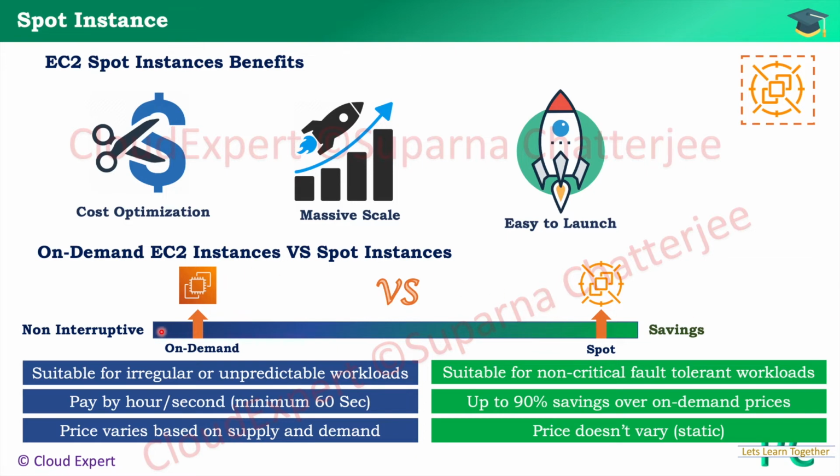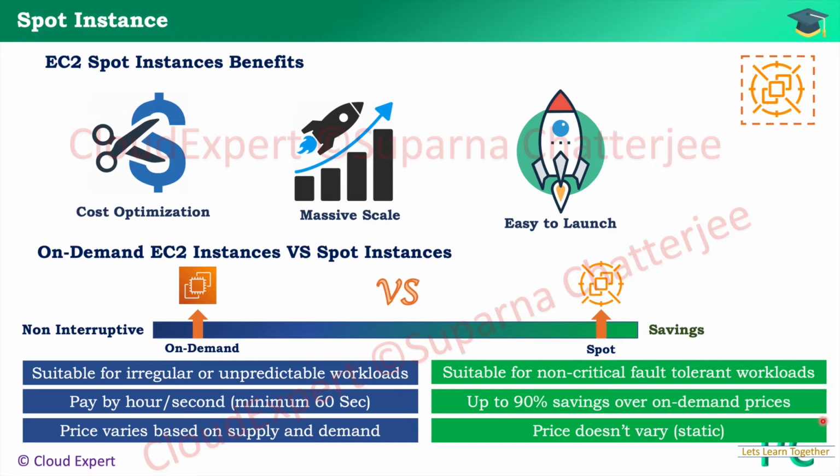Now, if you see this bar, if you want savings, then go for spot instances. But if you have a non-interruptible workload, go for on-demand. If you have a non-interruptible workload but you want savings, then you have to choose another option. For a non-interruptible workload, spot is not the right choice.